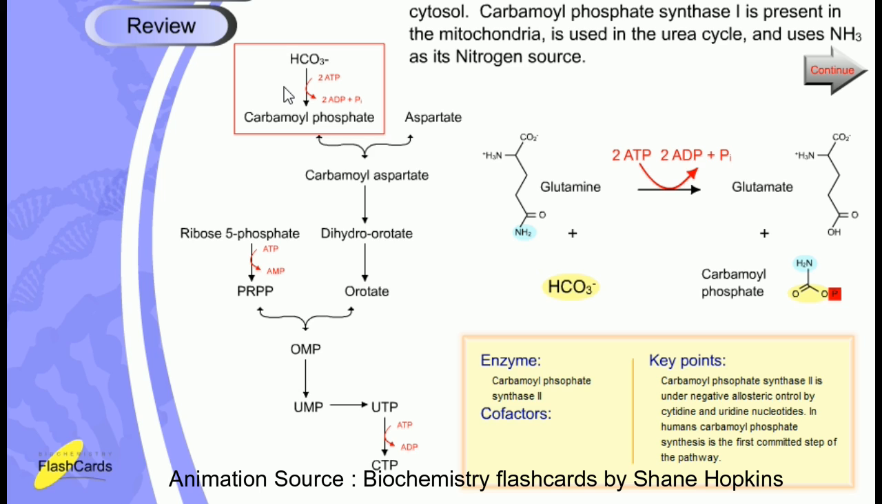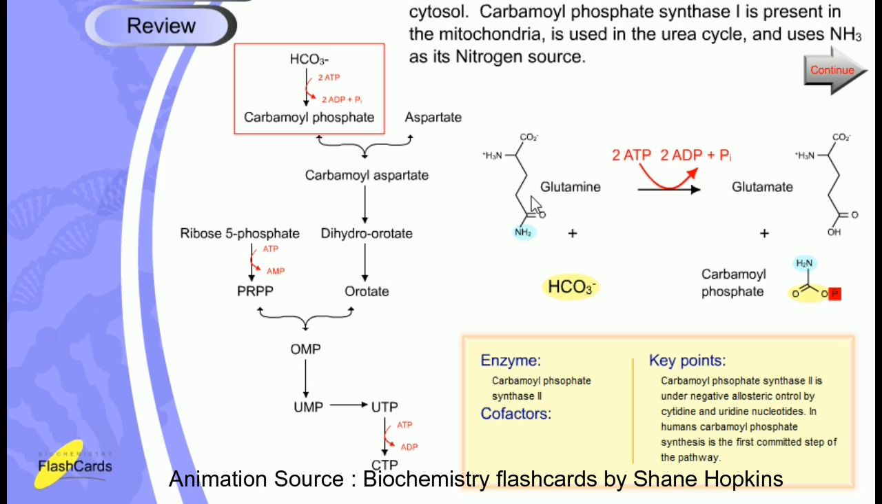Now carbamoyl phosphate synthase 2 is present in the cytosol, while carbamoyl phosphate synthase 1 is present in the mitochondria. The carbamoyl phosphate synthase 1 that is present in mitochondria is used for the urea cycle, and that uses ammonia as the nitrogen source. But in the cytosol we don't use ammonia as the source in case of the first step. Instead of ammonia we use glutamine.